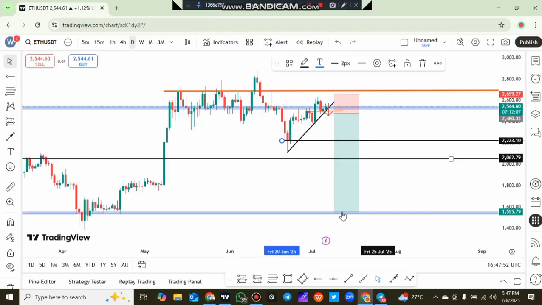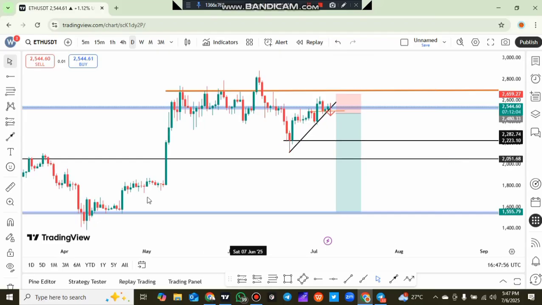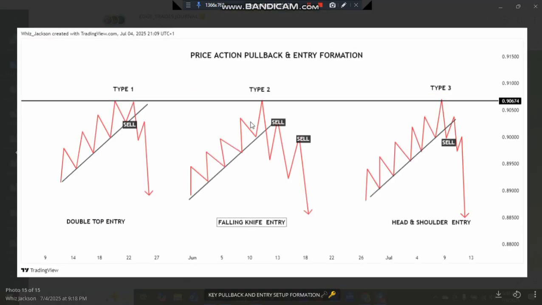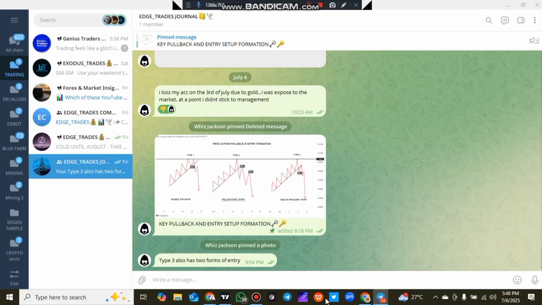Another thing why I'm looking forward to sell this market is because of my type 2 setup. What I mean by type 2 setup, let me show you. This is my type 2 kind of setup, where the market makes a high, comes back and makes a lower low, then the market pulling back is where it's supposed to sell. It's called the falling knife entry pattern. So me seeing a falling knife entry pattern gives me more confidence to wait for the trade to complete. Once it's complete, I'm going to enter the trade. If you see, it's not different from the type 2 kind of setup.